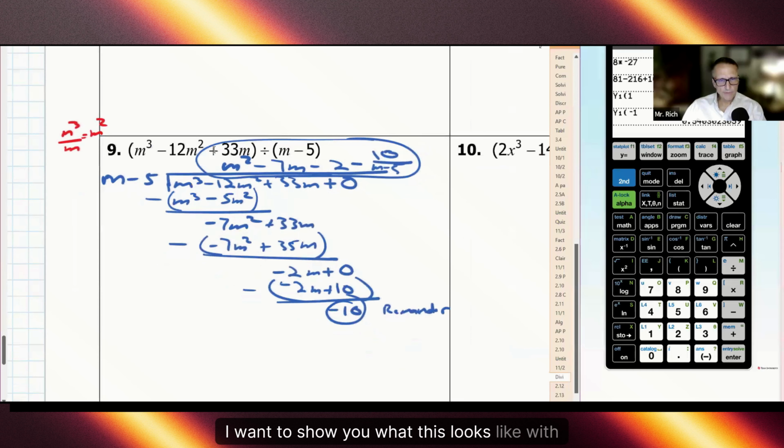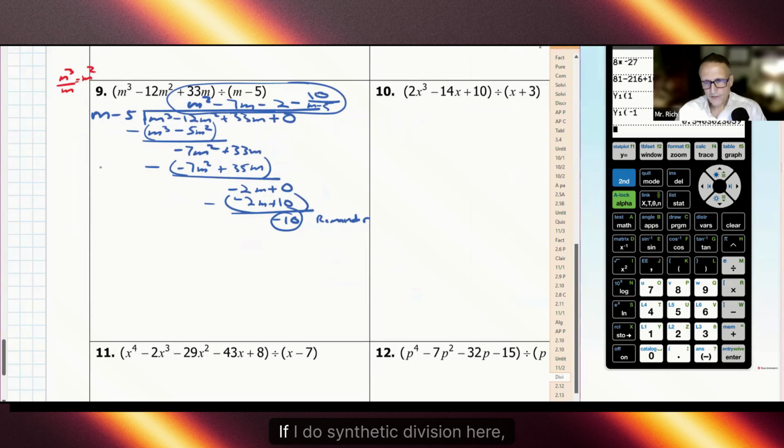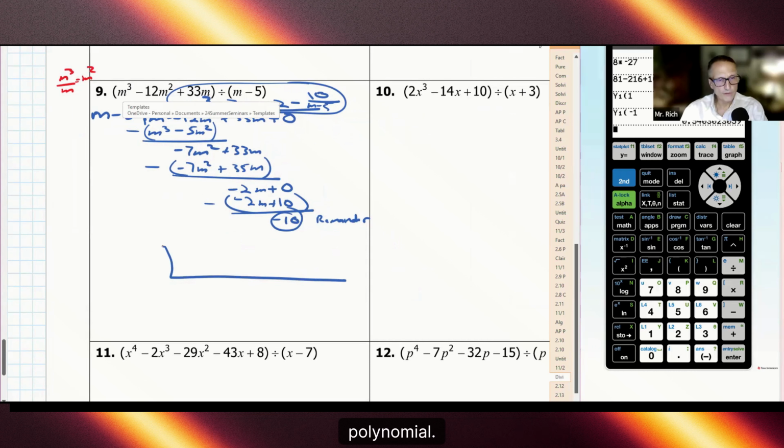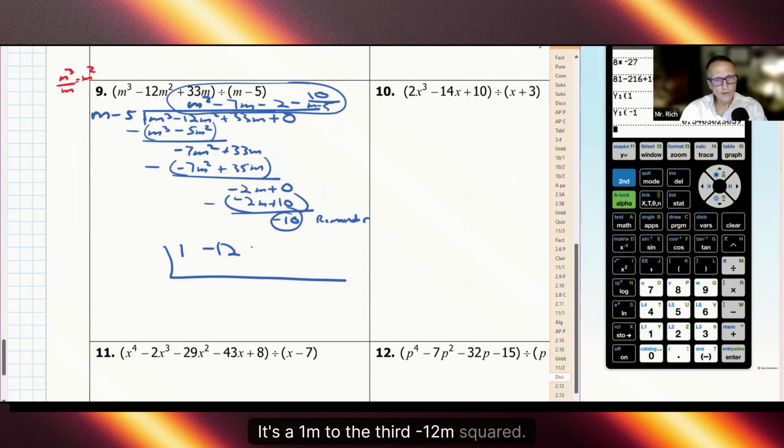I want to show you what this looks like with synthetic division. If I do synthetic division here, what we do is we pull the coefficients off of this polynomial. It's a 1m to the third minus 12m squared. Then there's a plus 33, and then there was a 0.